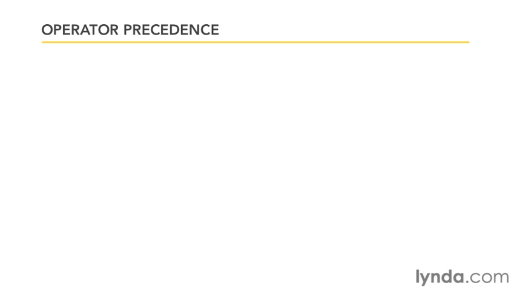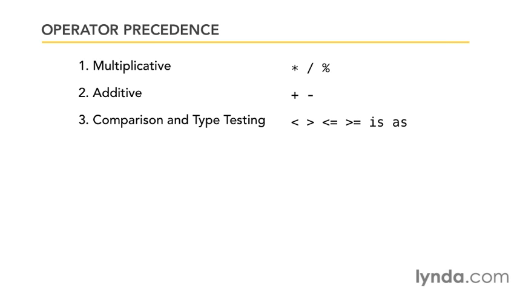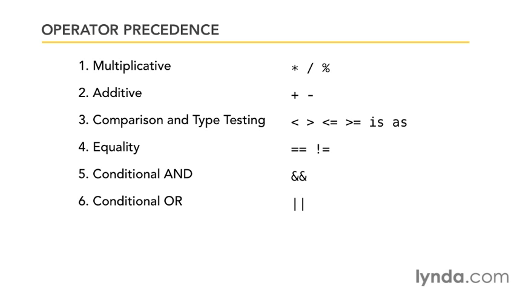The operator precedence operates in a very predictable order. First, there's the multiplicative operators, which are things like multiplication, division, and the modulus operator. Next come the additive operators, which in this case are plus and minus. Then there's the comparison and type testing, so things like greater than, less than, greater than or equal to, less than or equal to, the is and the as operators. Then the equality tests come, so equal to and not equal to. That's followed by conditional and, which is followed by conditional or. Then the ternary operator comes, and finally the last operator to execute is the assignment operator.